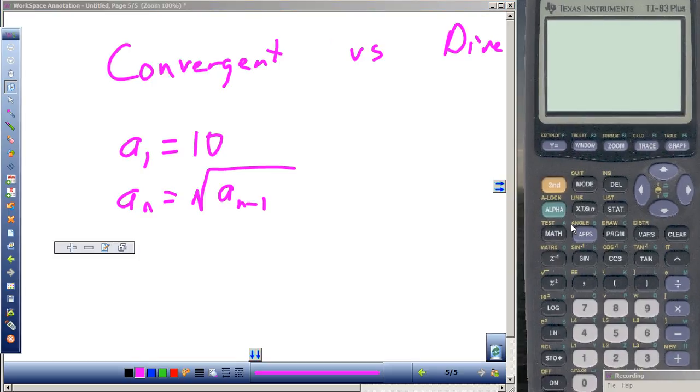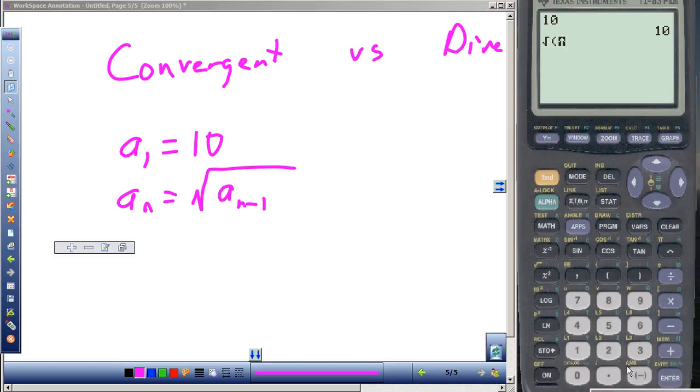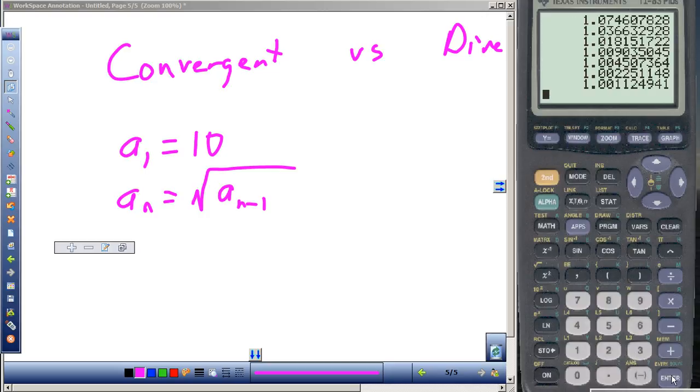So the first term is 10. So 10, enter. To get the second term, what do we have to do to the first term? Square root it. So I take the square root of my previous answer, which is there. The second term is going to be there. Then I press enter again: third term, fourth term, fifth term, and so on. What's happening as I keep going?